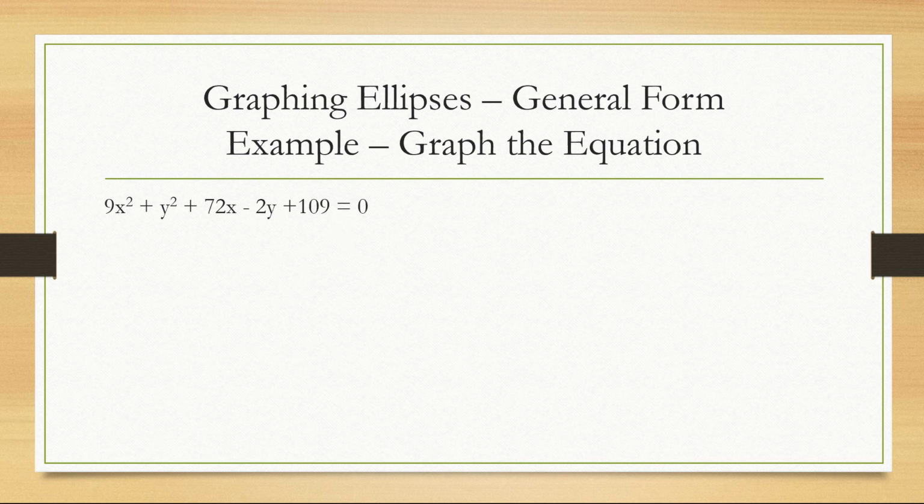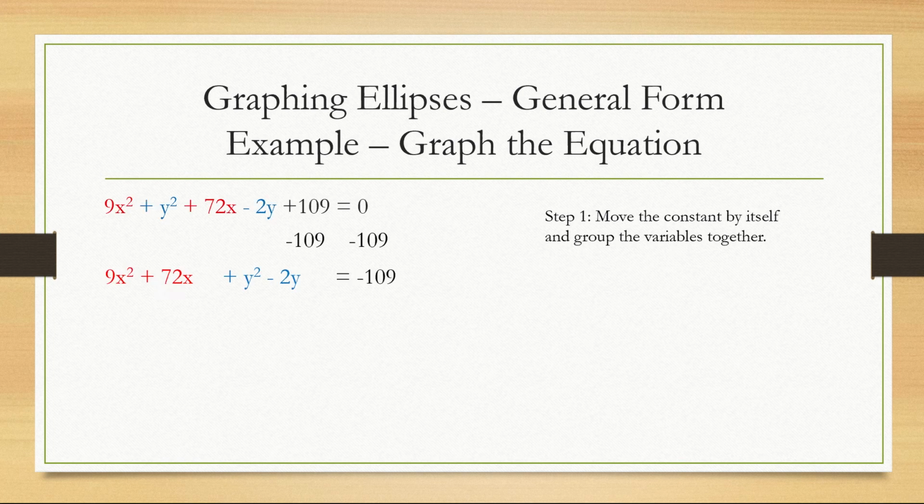First of all, you should recognize that it's in the form of the equation of an ellipse. So let's go over the steps necessary in order to graph this. The first thing you want to do is move the constant by itself and group the variables together. That's going to be subtracting 109 from both sides. And then just like with a circle, you want to get the x's together here in red and the y's together like I did here in blue. And the constant is right here by itself.